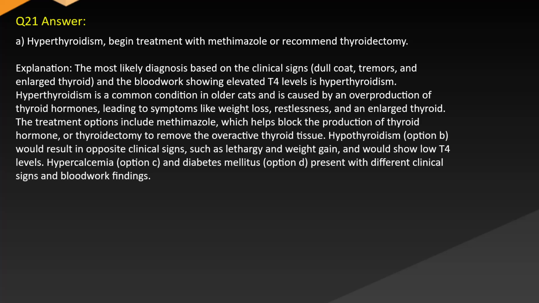Hypothyroidism, option B, would result in opposite clinical signs, such as lethargy and weight gain, and would show low levels. Hypercalcemia, option C, and diabetes mellitus, option D, present with different clinical signs and blood work findings.